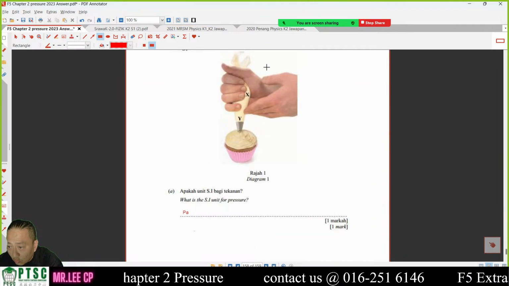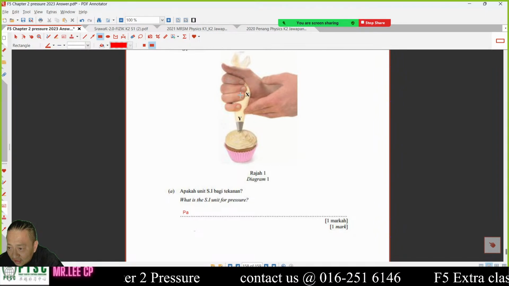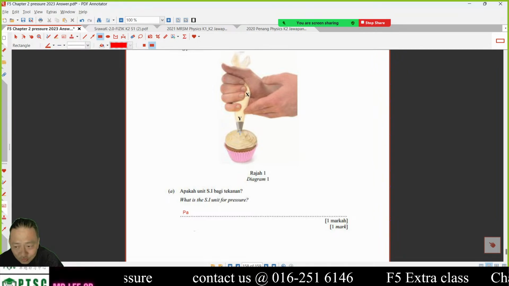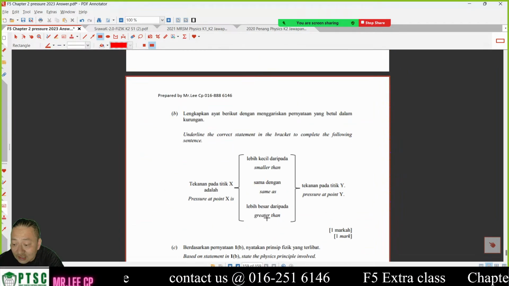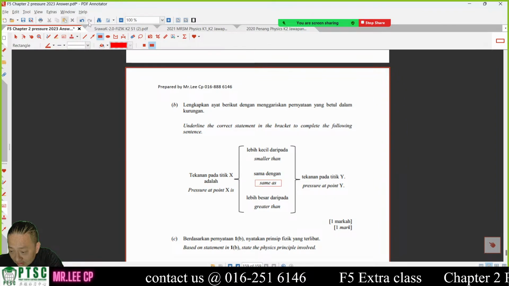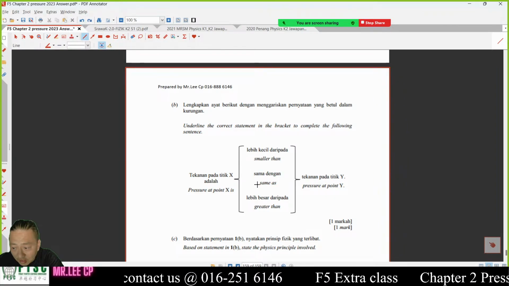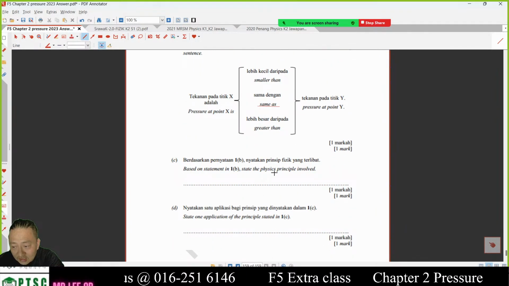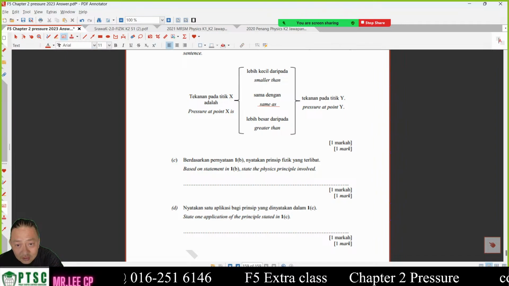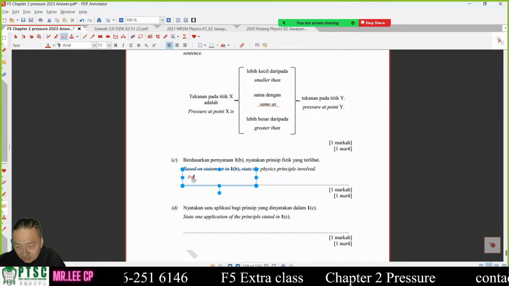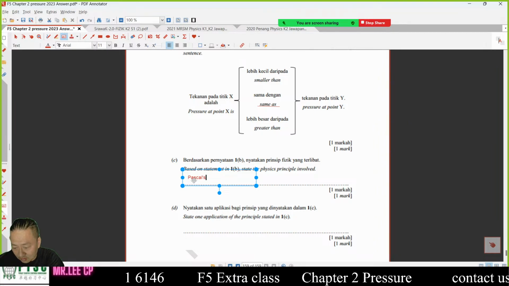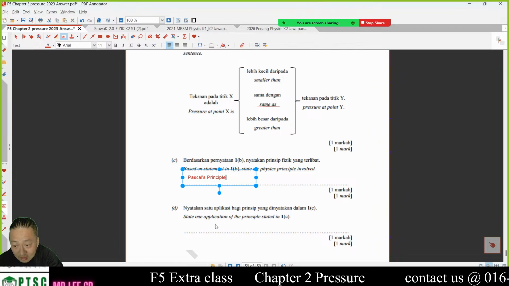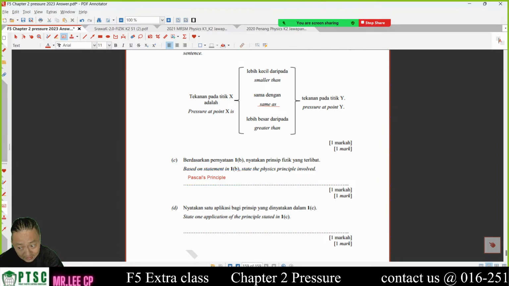So when you press at the X, the pressure will be equally transmitted to every part of the fluid. So this is same as... Okay. Now based on the 1D, state the physical principle. It is Pascal principle. Name one application in C1.